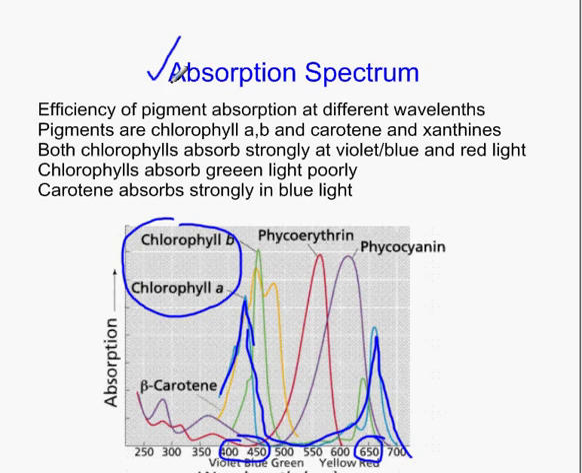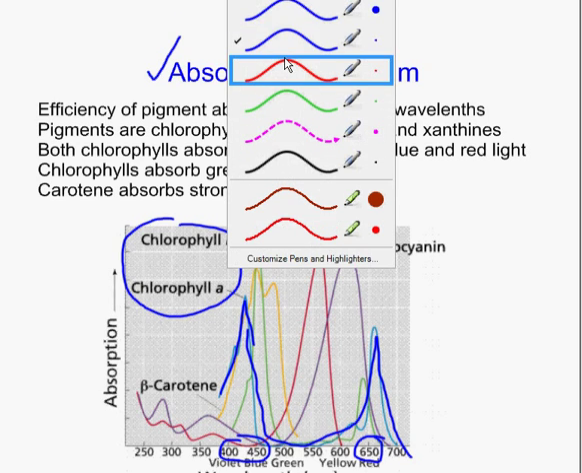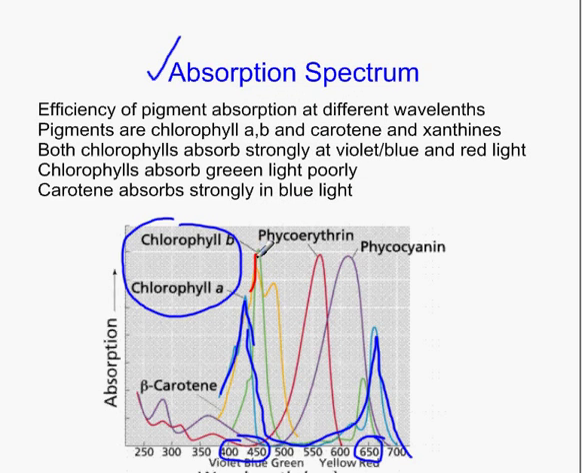Chlorophyll B is pretty similar. Let's go ahead and see if I can make another color for it over here. Chlorophyll B peaks at about 450, and then it peaks at about 640 or something like that. So pretty similar. In other words, the absorption spectrum for the chlorophylls have peaks in the 400 area and about 650.